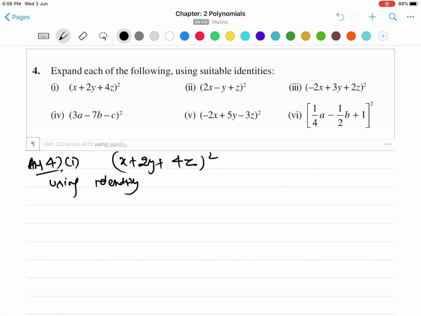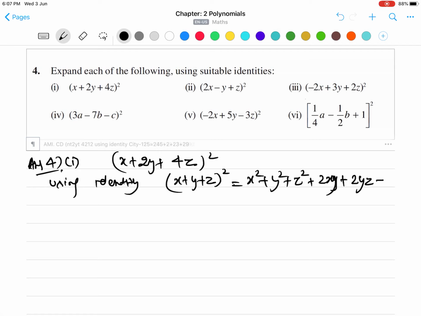using identity x plus y plus z whole square, which is given by square of first term plus square of second term plus square of third term, then twice of first two terms, that is xy, then twice of next two terms, which is twice of yz, and in the end we have twice of the third and the first one, that is zx.